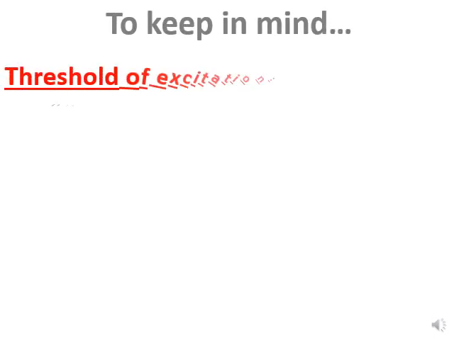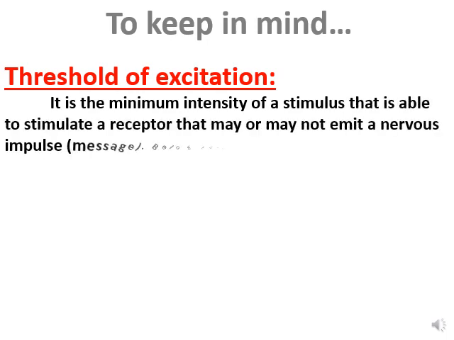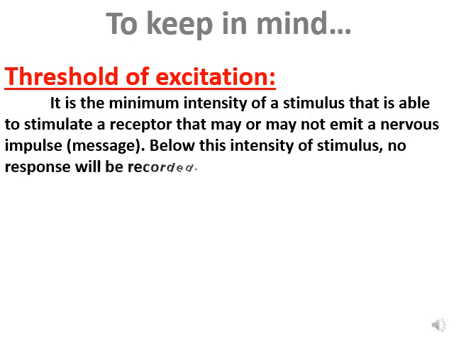Also, some notes about the threshold of excitation. Threshold of excitation is the minimum intensity that is able to stimulate a receptor to emit a nervous message or a nervous impulse. Below this intensity, there is no response. For example, I can't feel hot unless the temperature is, let's say, 30 degrees. Below 30 degrees, I can't feel hot. It's normal, according to me. Above 30, I will feel very hot. So 30 will be the threshold of excitation.